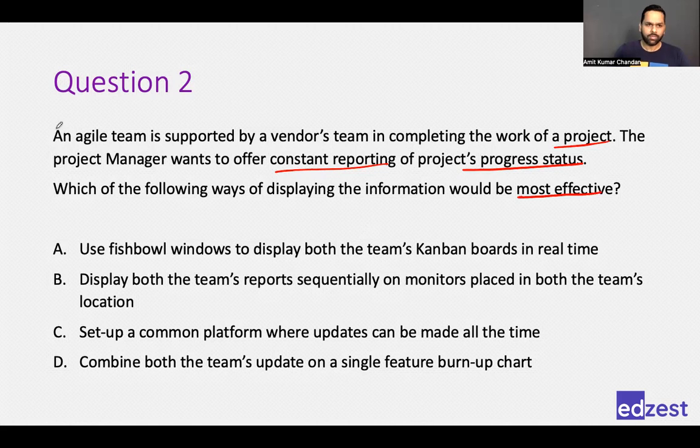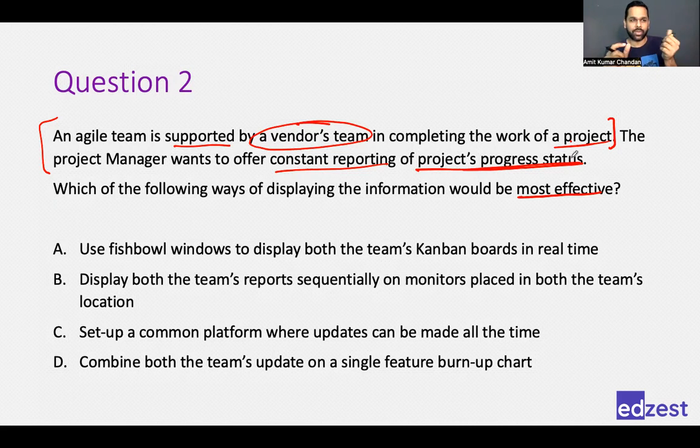So again, while reading the question, we have to spot some important information. An agile team is supported by a vendor's team, right? So we have a vendor in play in completing the work of a project. That's a background. The project manager wants to offer constant reporting of project's progress status. While you are reading the question, it is very important to understand what are we trying to do? What is the main problem?